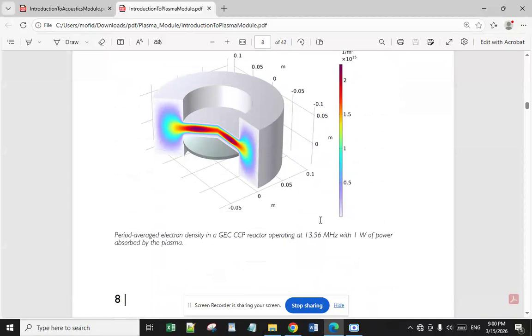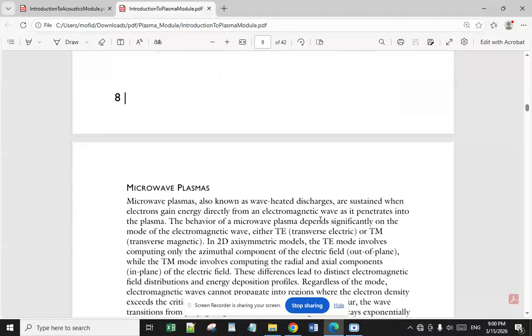This picture shows a period-averaged electron density in a GEC-CCP reactor operating at 13.56 MHz with 1 watt of power absorbed by the plasma.